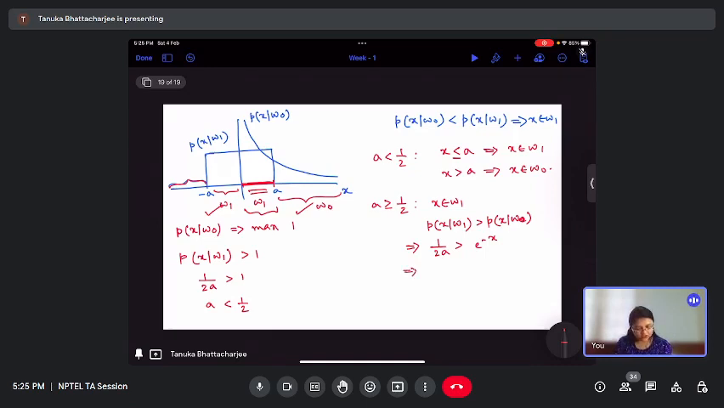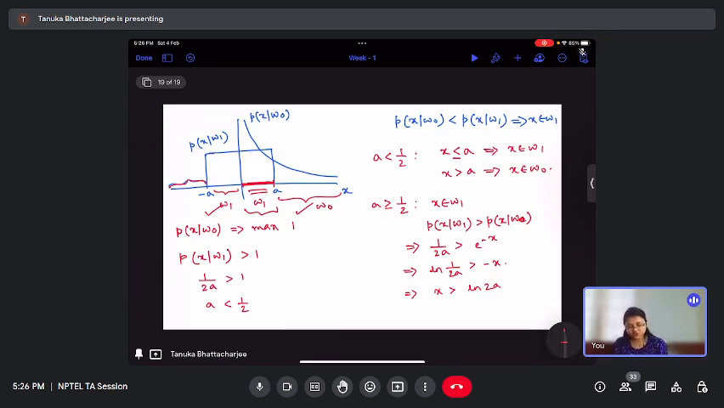So, if you take the log of this, ln of 1 by 2a should be greater than minus x, or x should be greater than ln of 2a. If your x is greater than ln of 2a, then you are assigning it to class omega 1. So, here you are having a lot of conditions if your a is greater than or equal to half.